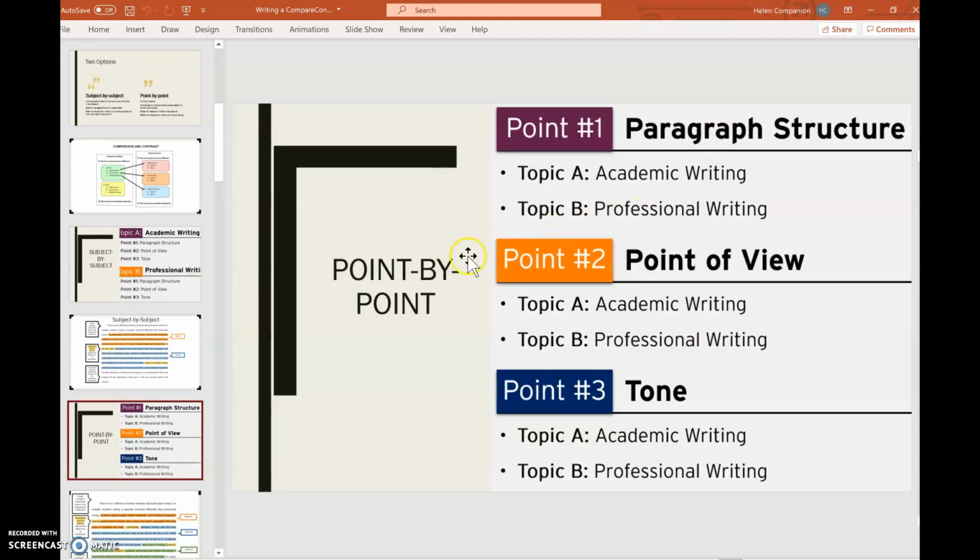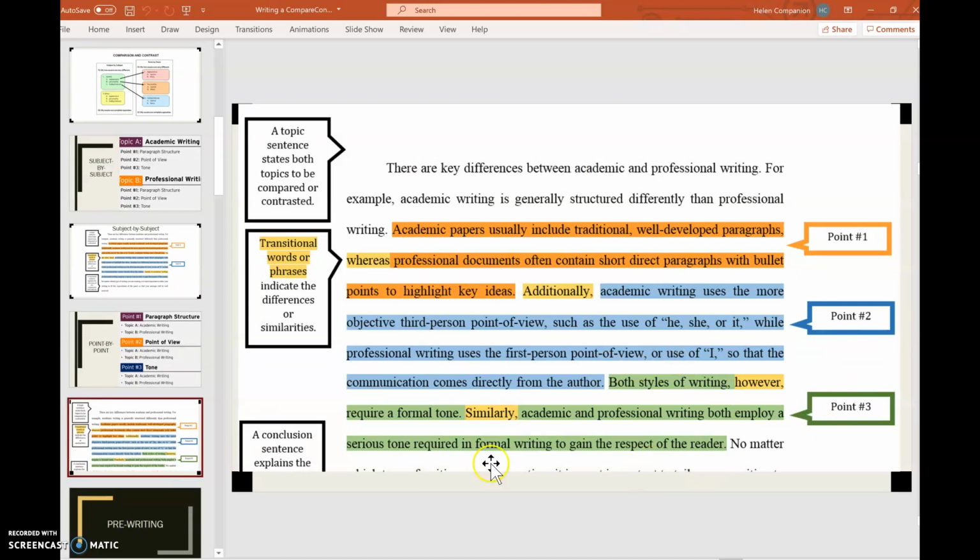And the other way to do it is point by point. So with the same topic, you could do academic, paragraph structure would be your first point, and you would talk about academic and professional writing. Then point of view would be your second point, academic and professional writing. Third point's tone, academic and professional writing. And although it cut off at the bottom, the transition sentence is the same in both of these.